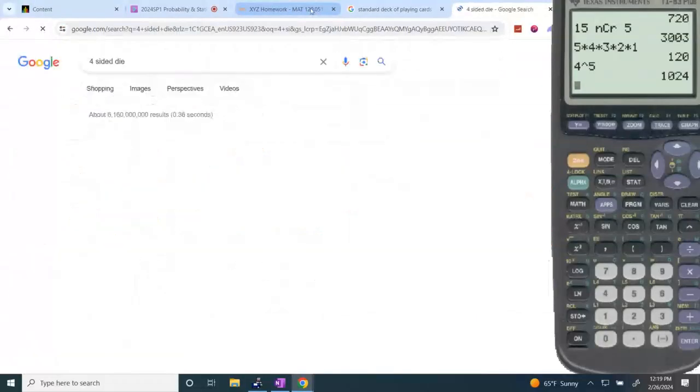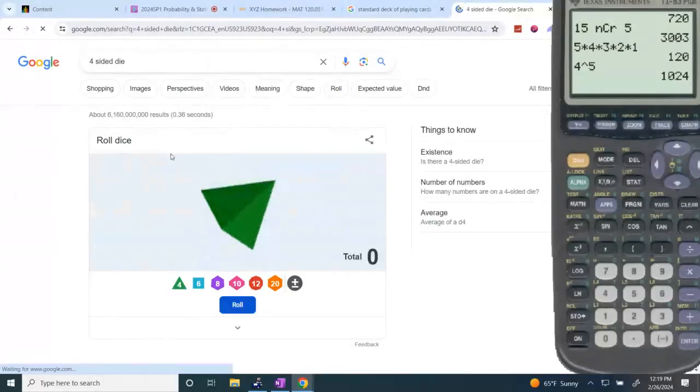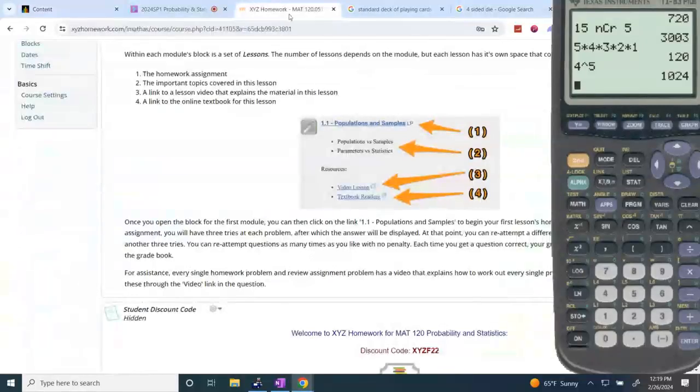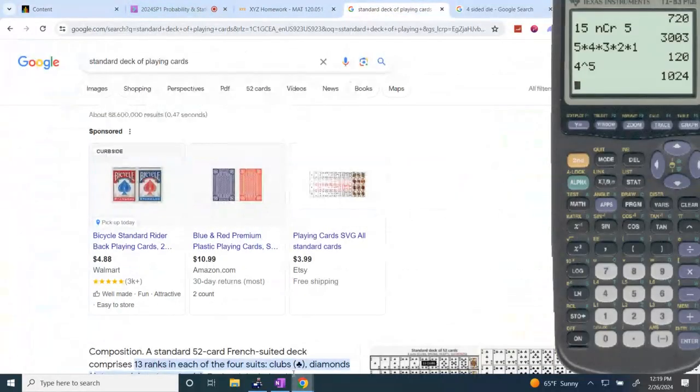I just gotta look that up. 4-sided dice. What does that look like? This looks like a triangle with a base. All right. I just had to see what that looked like.